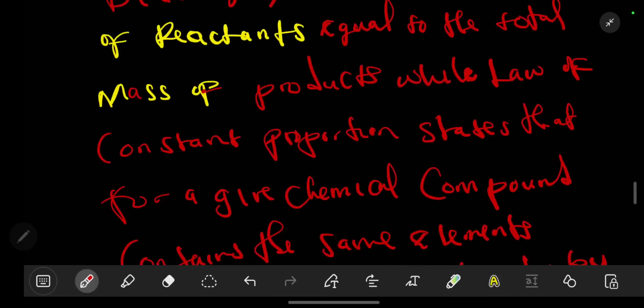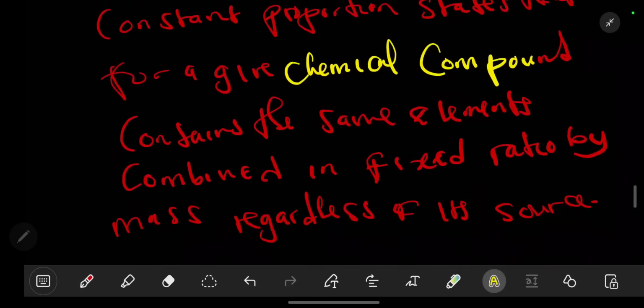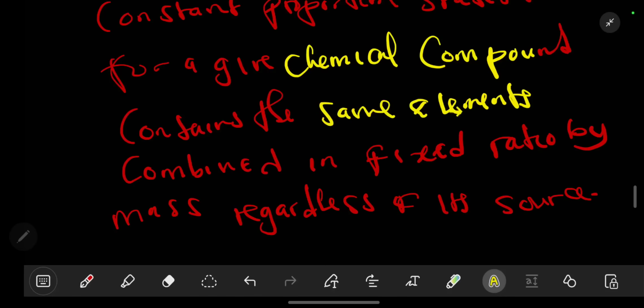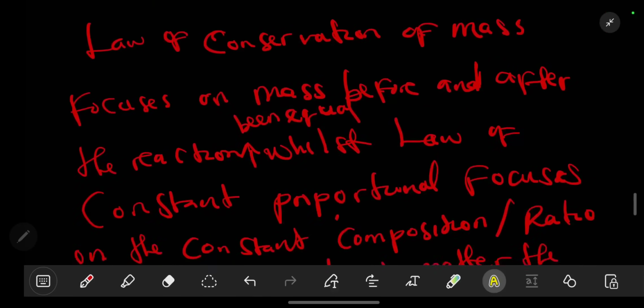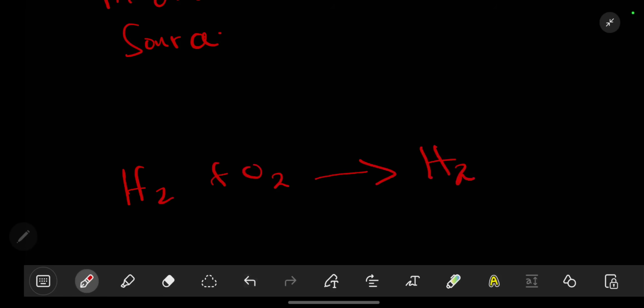Whilst the law of constant proportion states that for any given chemical compound, it contains the same elements combined in fixed ratios by mass regardless of its source. So before we look at the answer you are going to write, let me explain the law of conservation of mass. Let's say hydrogen reacts with oxygen to produce water.